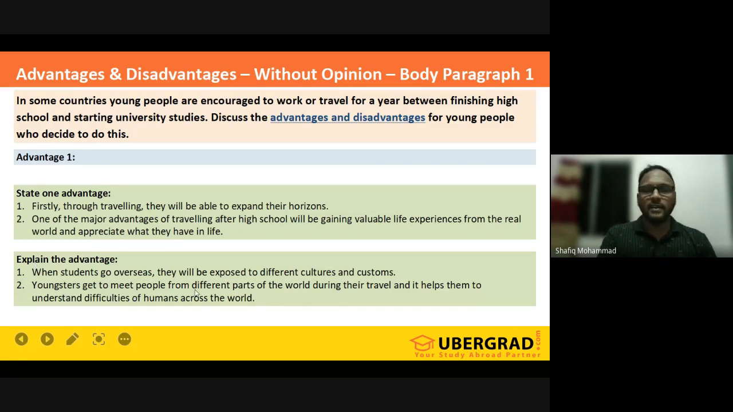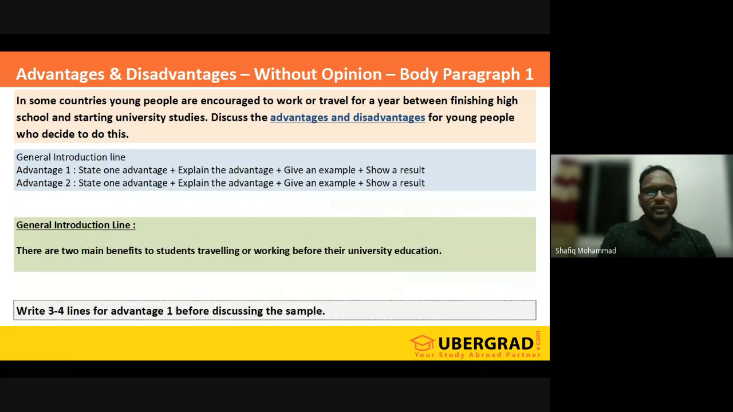Okay, again, it is a kind of elaboration to the above sentence. So what you need to write, even in body paragraph one, when you're writing advantage, state one advantage. Okay, so this is the way you do. For example, you can also say, firstly, I would like to talk about the benefits of traveling or working before the university education. Okay, this is the first line of body paragraph one.